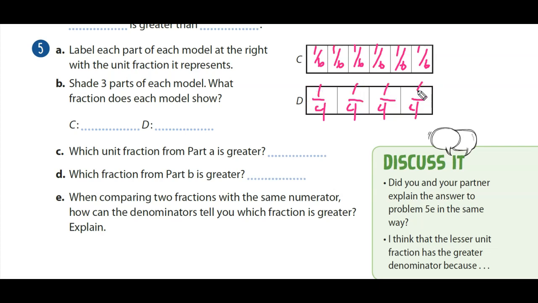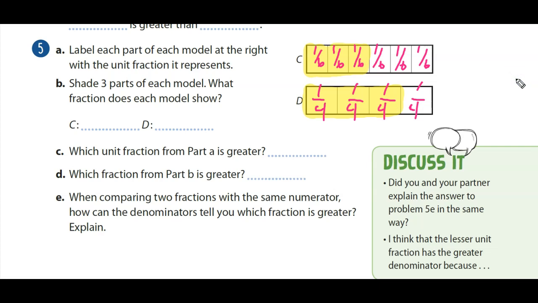Then it says shade 3 parts of each model. Let's shade. You can use a colored pencil for this, so that way it's easier to tell. So 3 parts of each model. That's 3 parts for this, and 3 parts for this. Or you can use a highlighter, even better. So, what fraction did each model show?